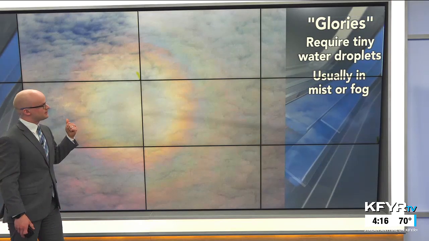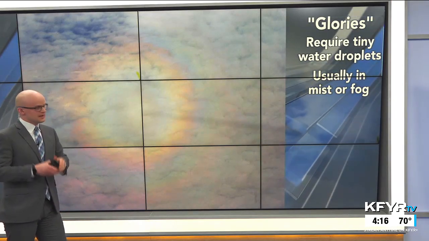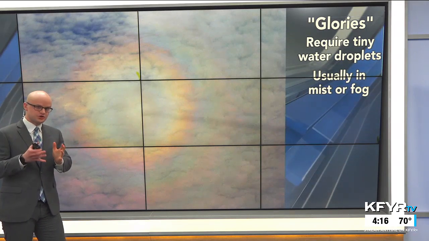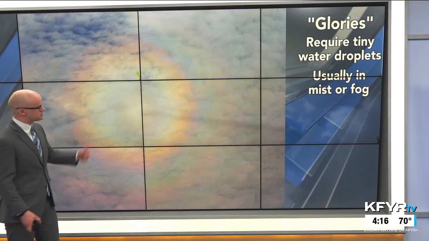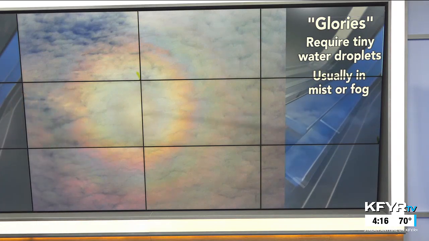And with glories, which are some kind of circular rainbows, they're a lot smaller. They require tiny water droplets, usually in mist or fog. There's a lot of other types of special rainbows that you can see and you can find on the internet, but the double rainbows are some of the more common ones, and it's pretty special when you see the double rainbow in the sky after a rain shower.